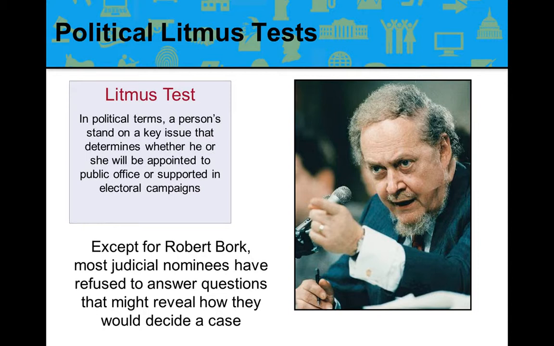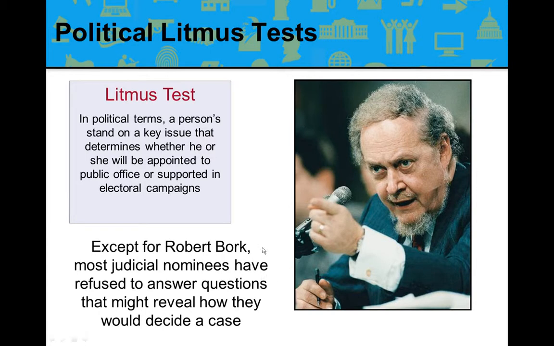So when they're before the Judiciary Committee, senators are going to try to see how would you rule in a civil rights case? How would you rule in an abortion case? How would you rule in this particular economic case? And any one of these questions could be seen as a litmus test to determine what their stand is on a key issue, to see if they're going to be supported by the rest of the Senate Judiciary Committee.